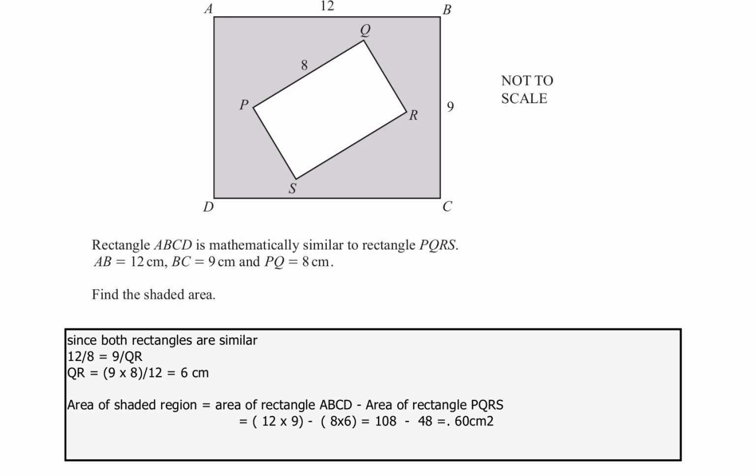Since both the rectangles are similar, 12 over 8 is equal to 9 over QR, and QR is calculated to be 6 centimeter. And area of the shaded region is equal to area of rectangle ABCD minus area of rectangle PQRS. That is 12 times 9 minus 8 times 6. So 108 minus 48 is 60 centimeter square, the area of the shaded region.